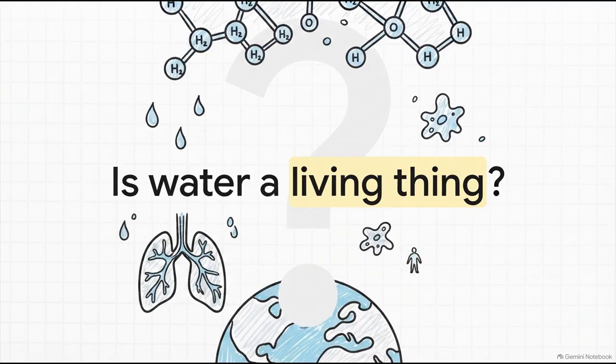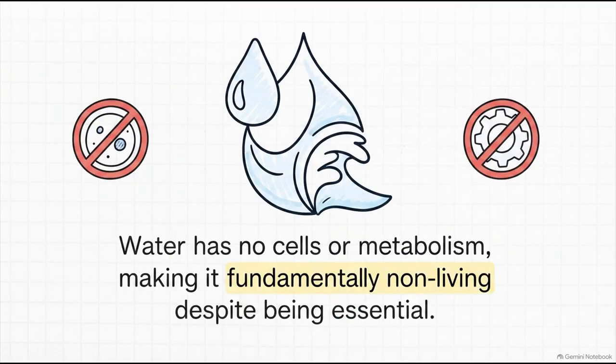Okay, here is one more categorization challenge for you. Think about water. It covers most of our planet, it makes up a huge percentage of your own body, and it's arguably the single most essential element for survival on Earth. But is water a living thing? The answer is firmly no. Water is completely non-living, or what scientists call abiotic. It has no cells, it definitely doesn't reproduce, and it has absolutely no metabolism. But here's the catch. Despite being fundamentally non-living, it's an absolutely vital resource that every single living organism on this planet heavily depends on just to survive.